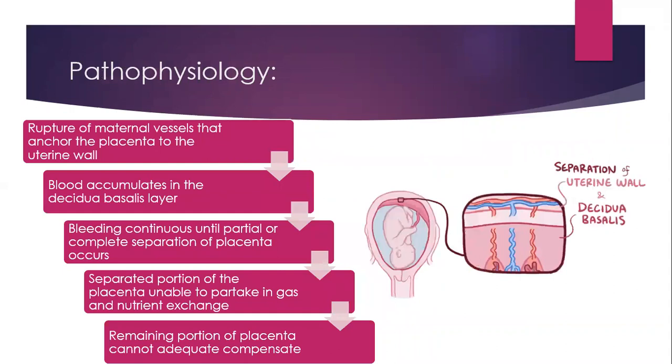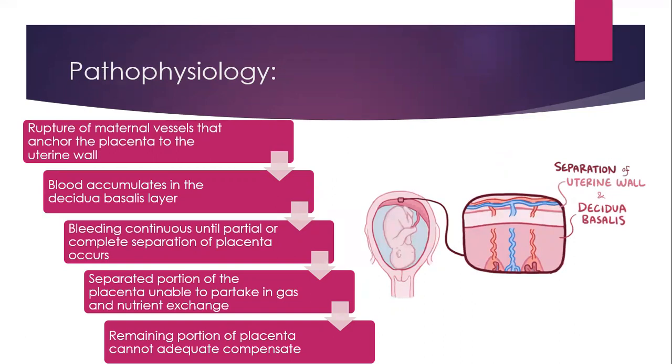So just how placental abruption usually occurs, there's rupture of maternal vessels that anchor the placenta to the uterine wall. 99% of the time, it's the maternal vessels that separate. 1% of the time, it can be the fetal vessels in the placenta, but this is very rare.